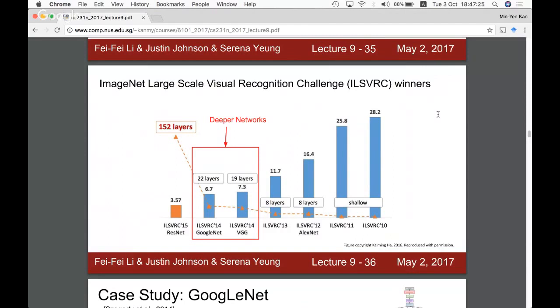So I'll just pass over to my teammate here. Hi everyone, I'm Karthik. So I'll talk about GoogleNet.